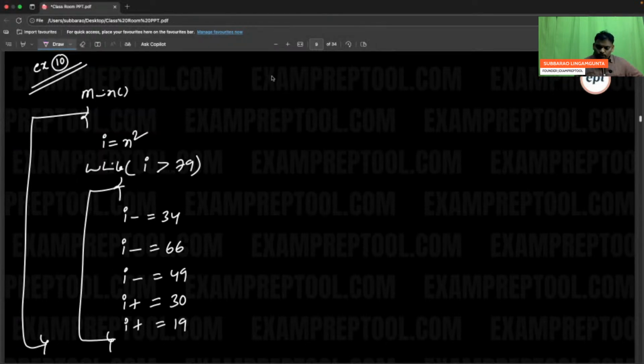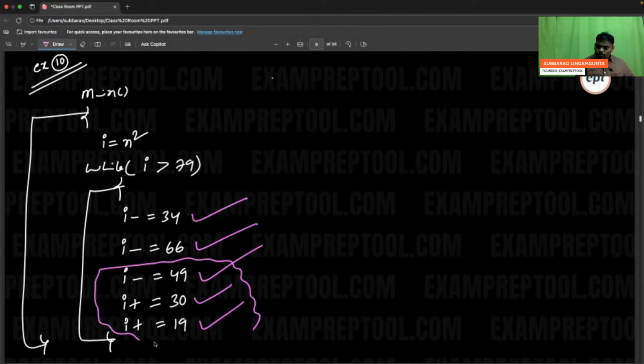Yeah, start now. So 34 decremented, 64 decremented. 34 plus 64 is going to be 100. Then 49 decremented. So until now, 149 decremented, 30 incremented, 19 incremented, so 49. See, 49 decremented, 49 incremented.